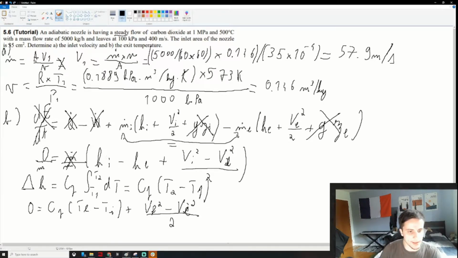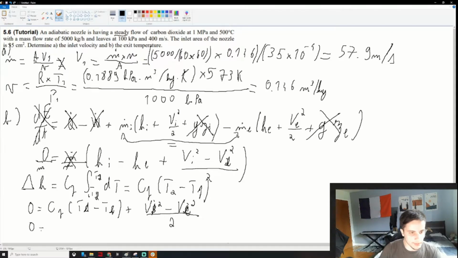It's actually Hi minus He, so in this integral it would be T1 over T2, and so it would be Ti minus Te, and these two were actually correct. So Vi minus Ve. That's one thing that's very important to make sure you notice, because then this could end up being a negative when it's supposed to be positive, and then your answer would be completely wrong.